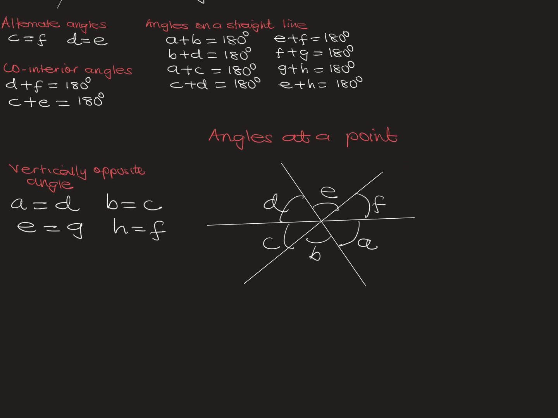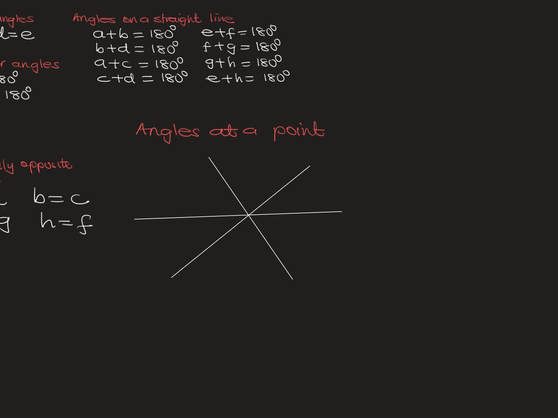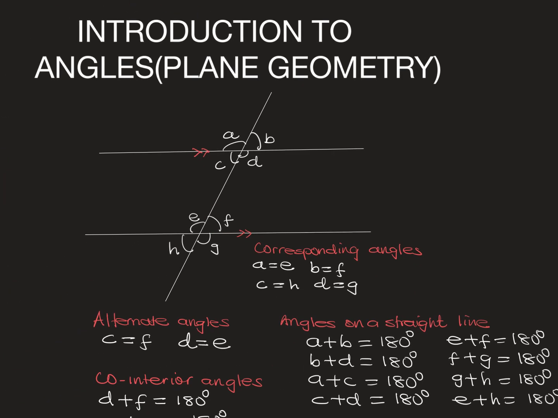So they form a circle, okay? So A plus B plus C plus D plus E plus F is equal to 360 degrees because of the theorem, angles at a point are equal to 360 degrees. All right? So if we should identify that from our diagram, we have two important points here. One is this one, and the other one is this one. So the total angles that you have around will be 360 degrees.